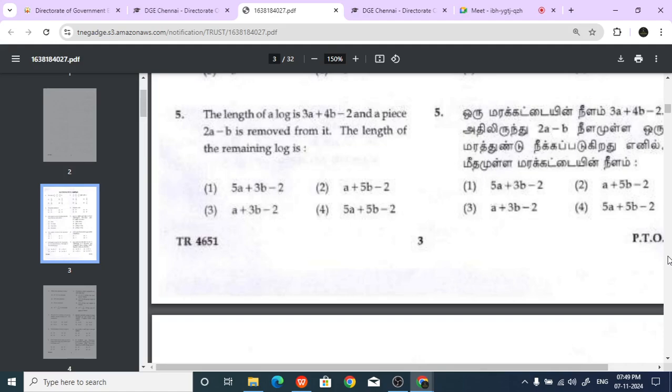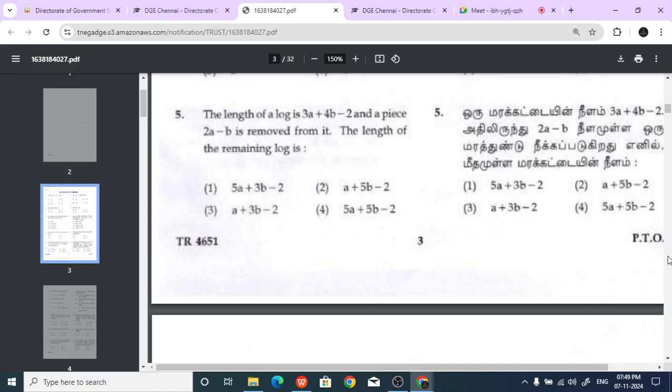So log means what? Here, in this problem, what do they mean by log? It's a wood piece, wood. It is a tree or a wood. That's called log. Not mathematics logarithm. Here the meaning of log is wood or piece of wood. So the length of the piece of wood is 3a plus 4b minus 2. If from that they are removing 2a minus b, then what is the remaining length?